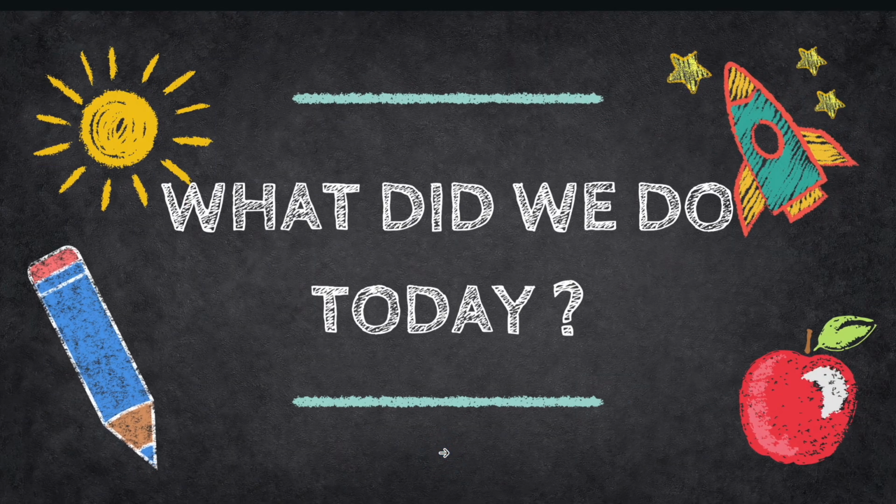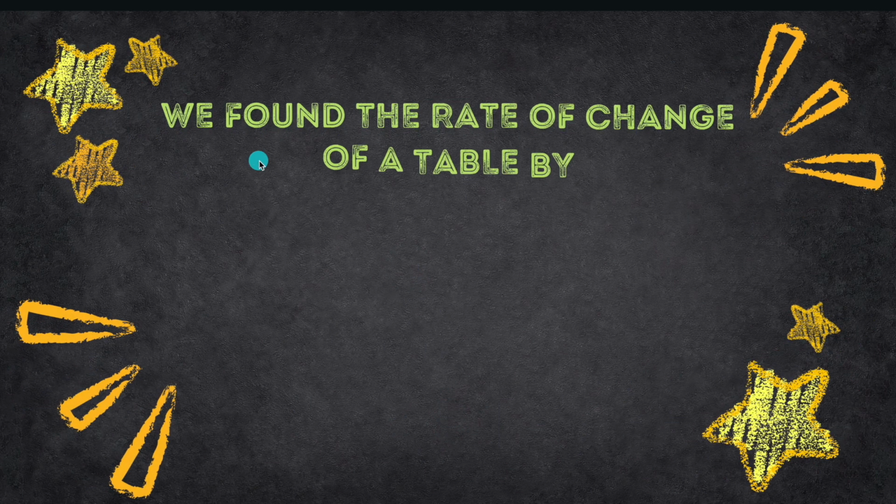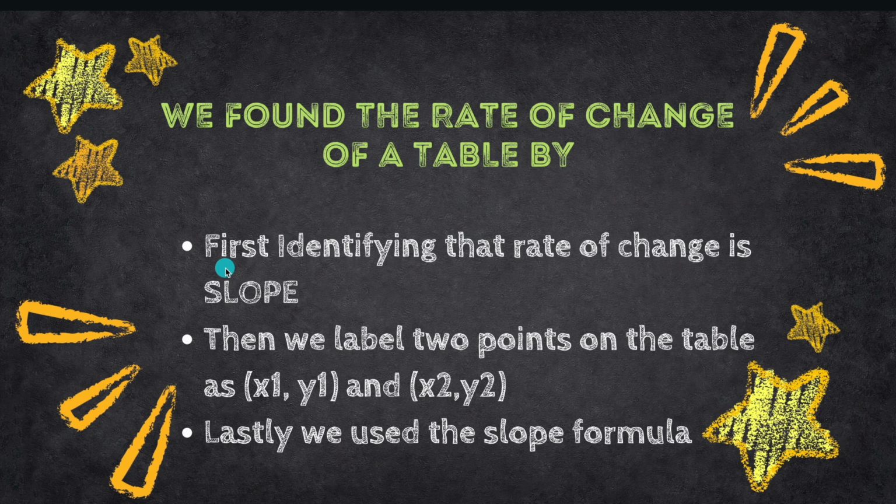What did we do today? Today, we found the rate of change of a table by first identifying that rate of change is slope. Then, we labeled 2 points on the table as x1, y1 and x2, y2. Lastly, we used the slope formula to find our slope.